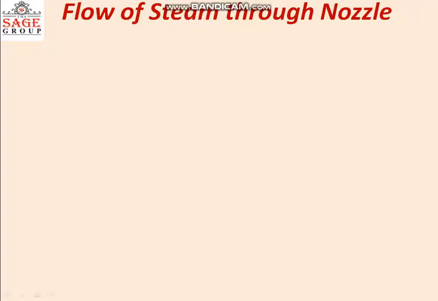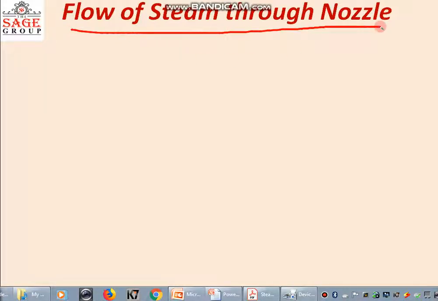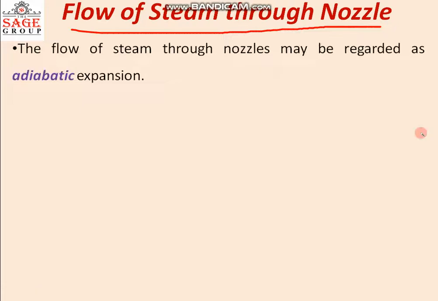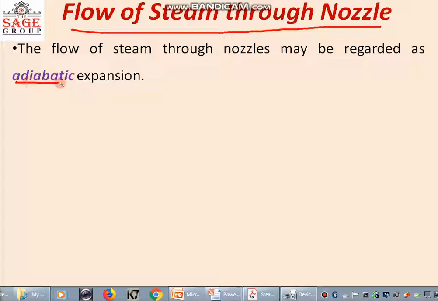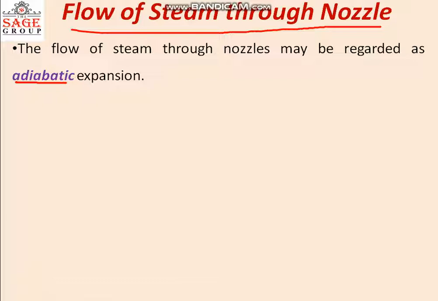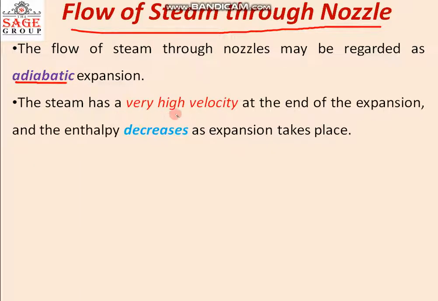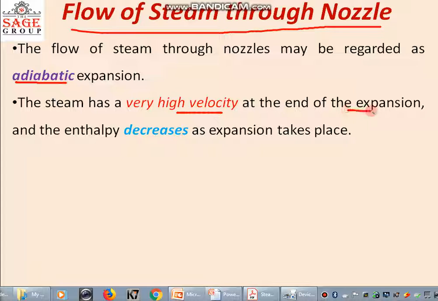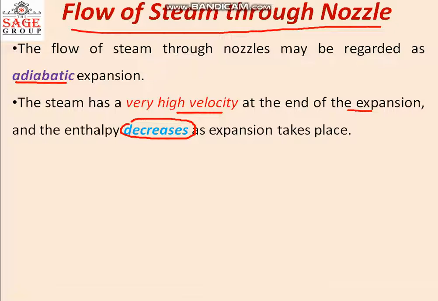Now the flow of steam through the nozzle. How does the flow of steam occur? The flow of steam through nozzles may be regarded as adiabatic expansion. Adiabatic expansion means that there is no heat transfer between system and surrounding. The steam has a very high velocity at the end of the expansion, and the enthalpy decreases as the expansion takes place.